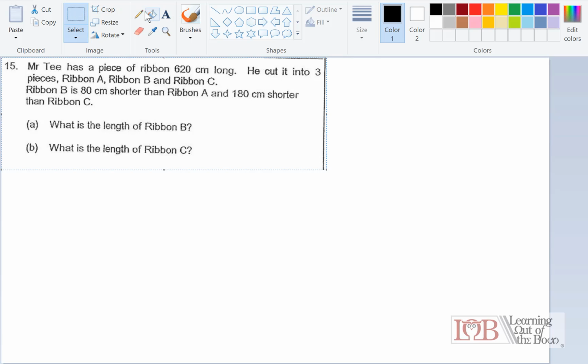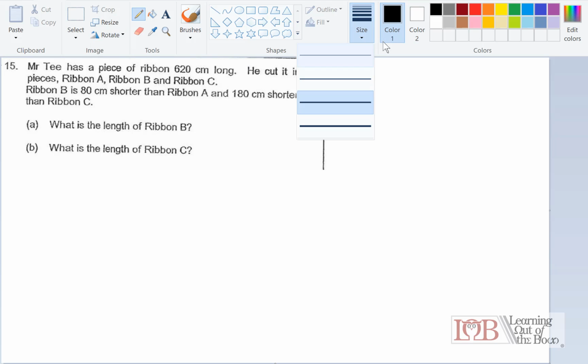Alright, so in this question, Mrs. T has a piece of ribbon of 620 cm long. He cuts it into 3 pieces, ribbon A, B, and C. Ribbon B is 80 cm shorter than A.